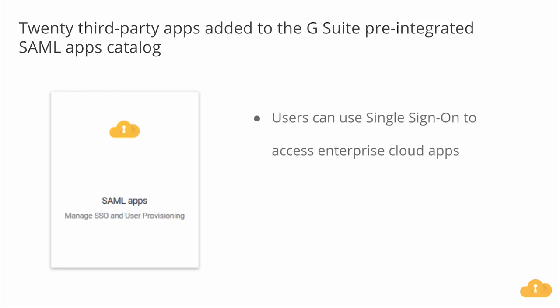We recently added some new pre-integrated SAML apps to our catalog that you will now have access to. Using SAML integrated apps, you and your users can use your G Suite account credentials to sign into enterprise cloud apps just one time using single sign-on, or SSO.